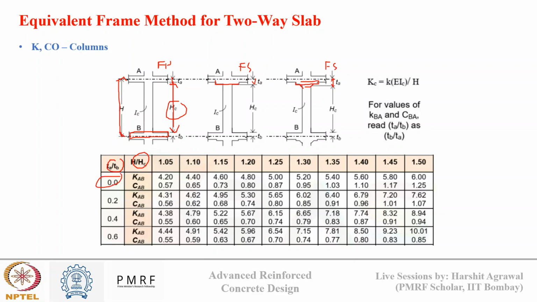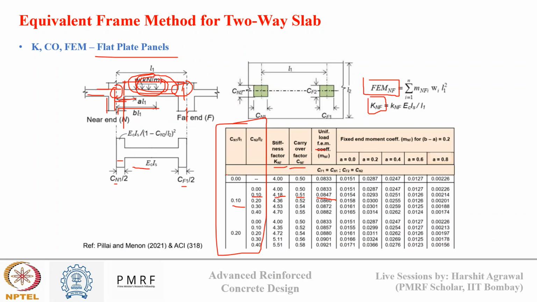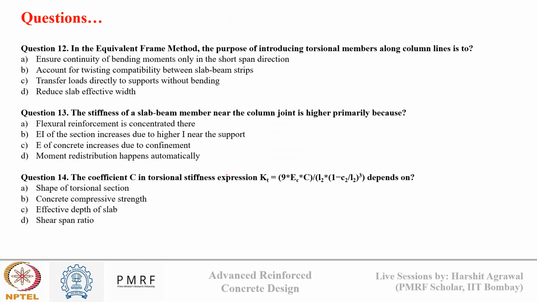So based on this ratio and this ratio, we can calculate the value of equivalent stiffness and carryover factor in column also. Okay, so these three tables are given in the ACI code, which will aid the design of equivalent frame method. Now based on the understanding of equivalent frame method, just try to answer these three simple questions, and in the meantime, if you have any doubt regarding this segment, you can ask.